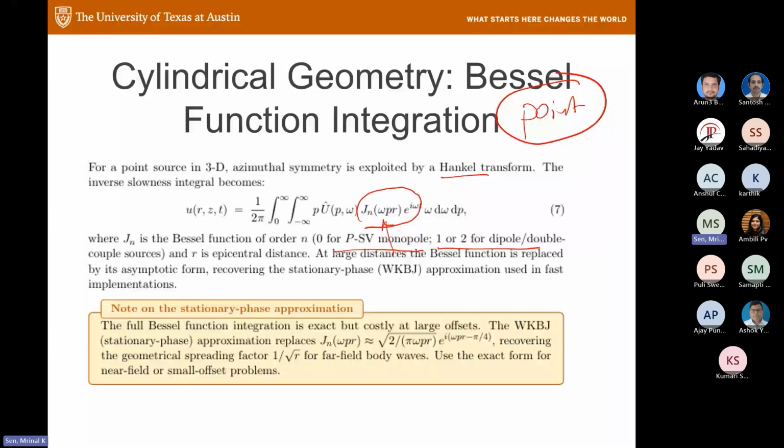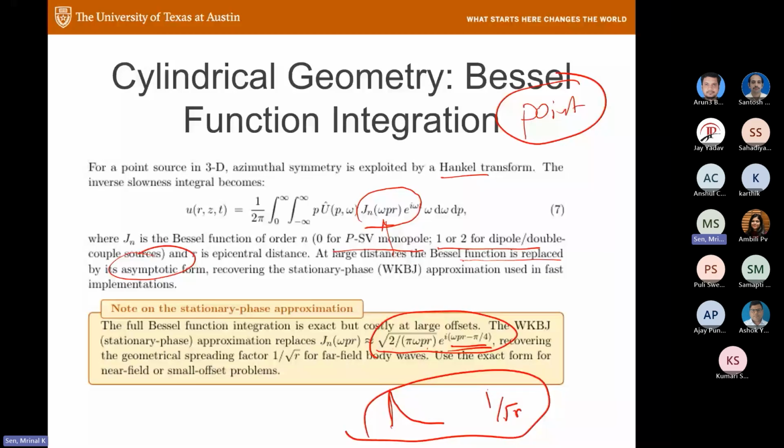So at large distance, the Bessel function can be replaced using its asymptotic form, and that asymptotic form gives you this. Now here you see that there is a 1 over square root of r, and there is this phase shift. Remember in 2D, in the line source, I showed you that your pulse would look like this. If you include a delta function, it will look like this, and your spreading is 1 over square root of r. So these need to be corrected for, and that can only be done using the Bessel function in the integrand or its asymptotic form.